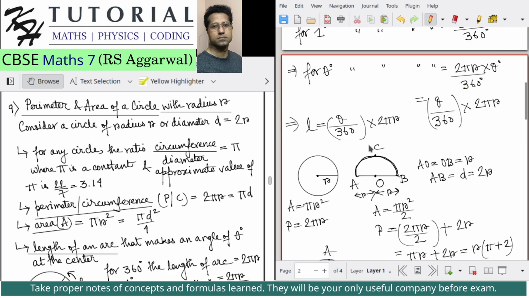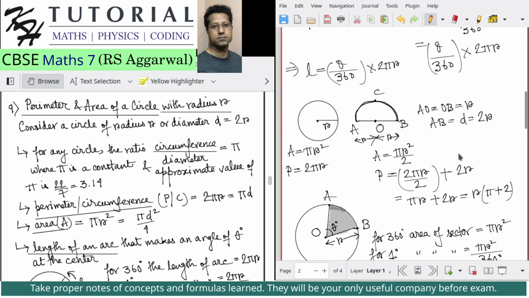The next was the semicircle. A semicircle is nothing but half of a circle. So a semicircle of radius r, what will be its area? Its area will be pi r square by 2.